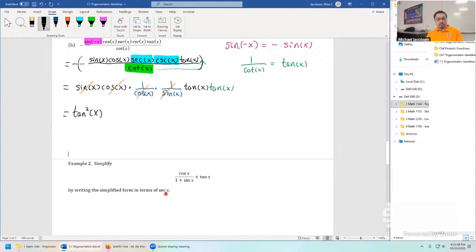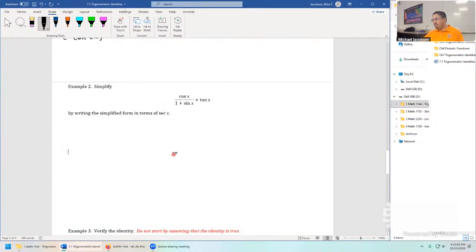It could be 5 times secant. It could be secant all alone. Writing in terms of secant x just means that's the only function we should see. So it's kind of helpful to see it that way because it gives us a direction to go this time. Next thing we have to do is just figure out how to get that to happen. Let me hide the next problem.